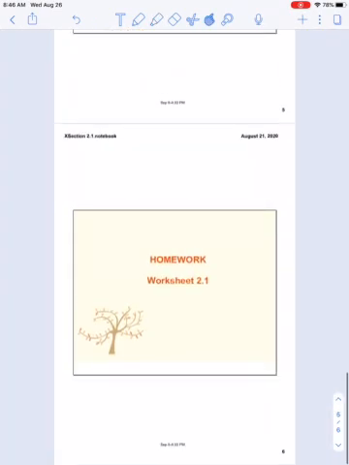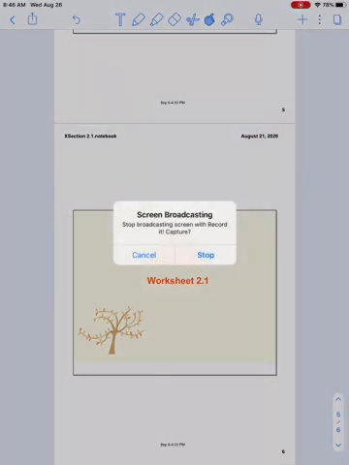And then when you are done, your homework worksheet is 2.1. Let me know if you have any questions.